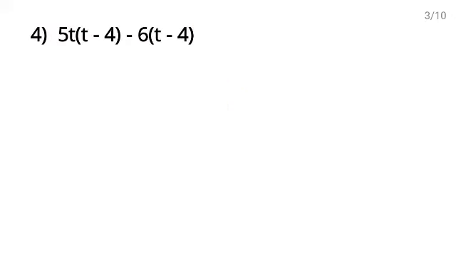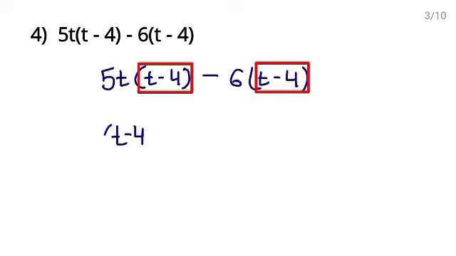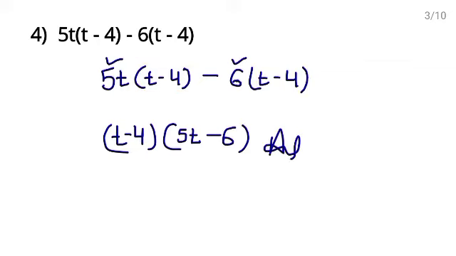Next, question number 4. 5t into t minus 4 in the bracket, minus 6 into t minus 4. Again the common binomial factor is t minus 4. So we will take t minus 4 common. Now in the bracket we have 5t minus 6. So this is your answer.